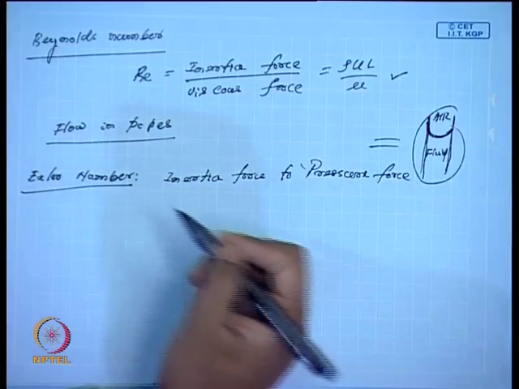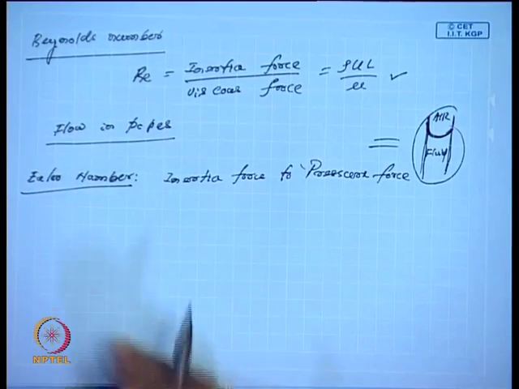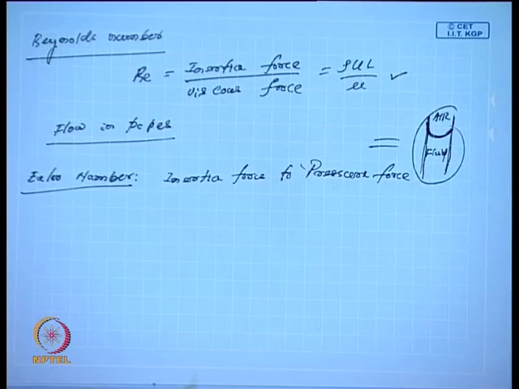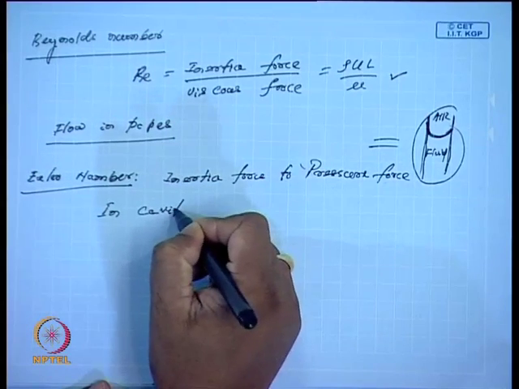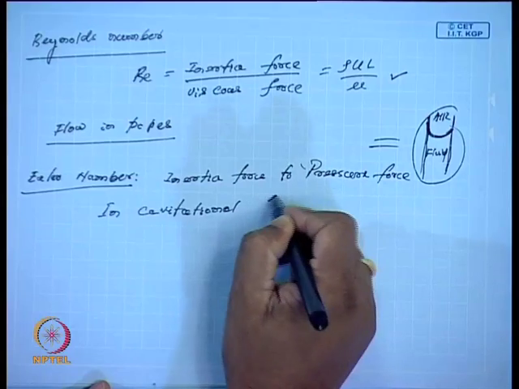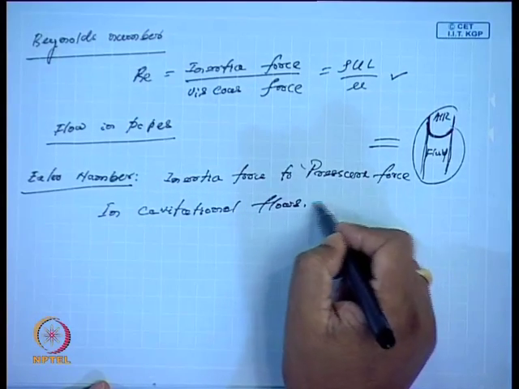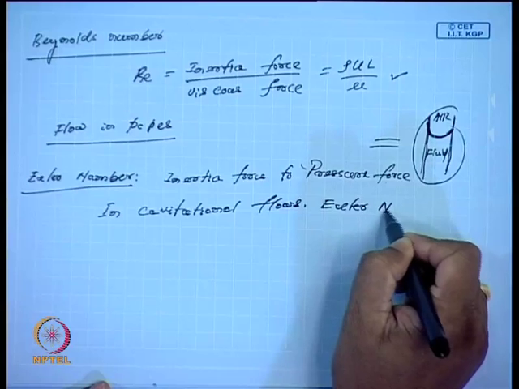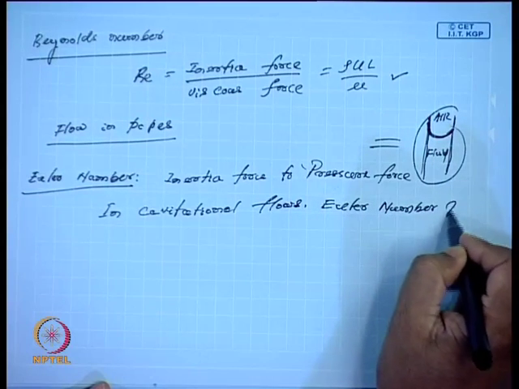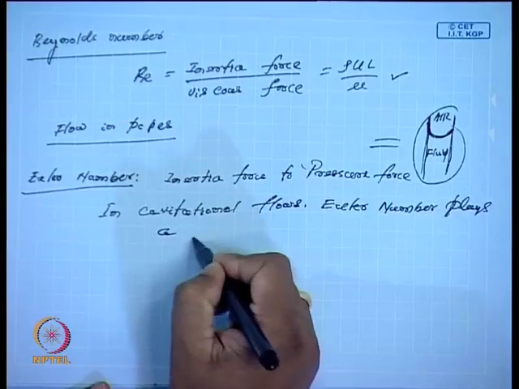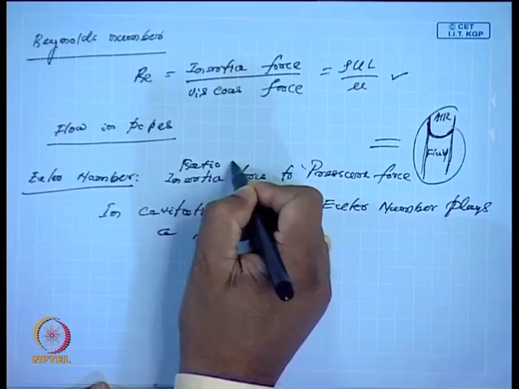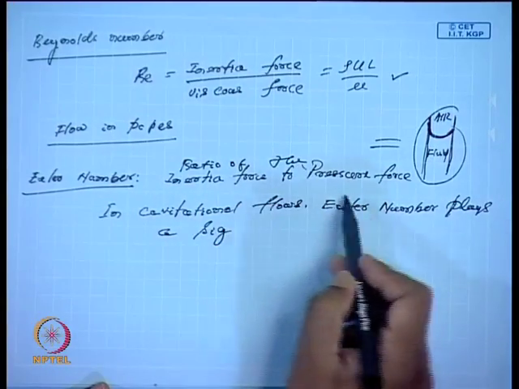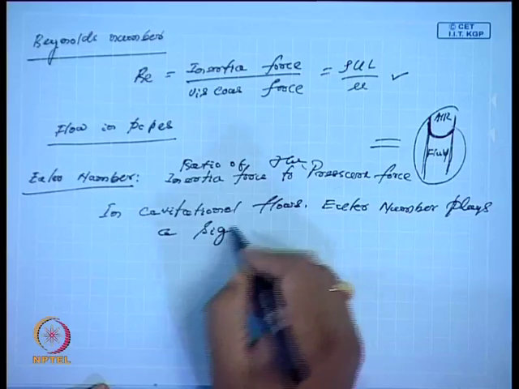We all know that in the formation of a cavity, the pressure becomes negative and the cavity formation takes place. In cavitational flows, this Euler number becomes very important and plays a significant role, as the ratio of the inertia force to the pressure force.